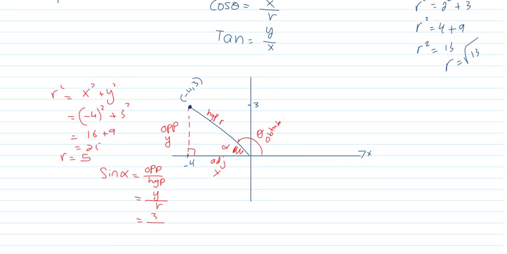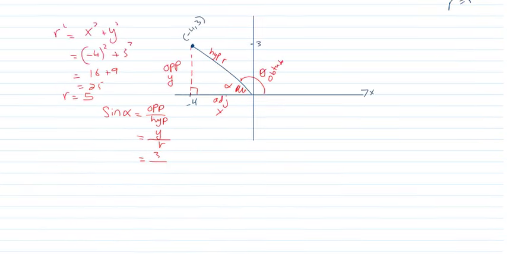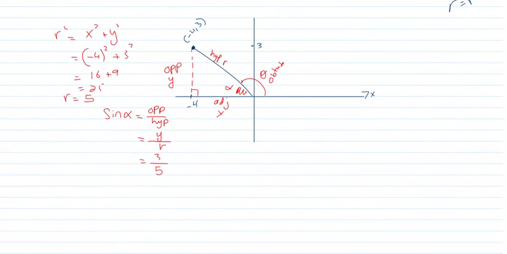Are we okay with this? Okay. So that's 3 over 5. So sine theta is 3 over 5. Positive over positive is? Positive. Good. Let's look at cosine.